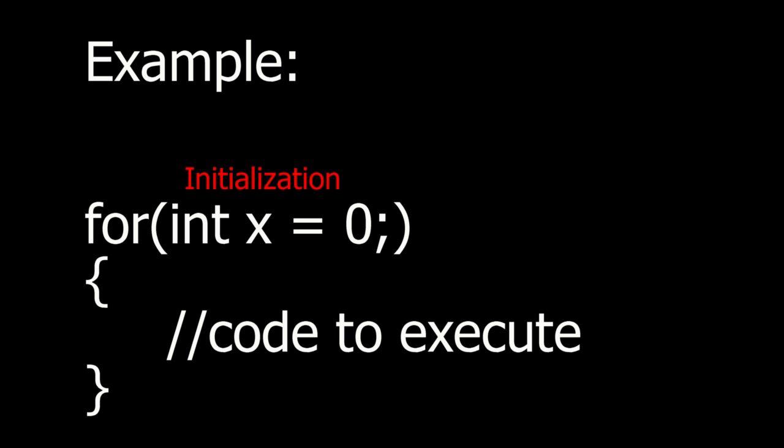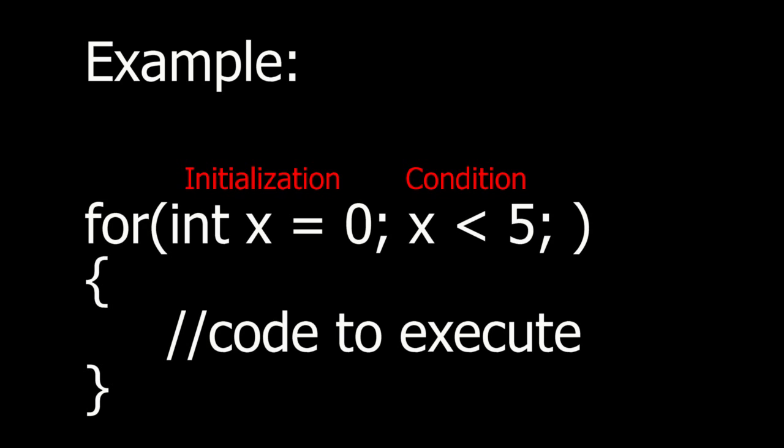Remember, the basic parts of a for loop are initialization, condition, and update. For example, int x is equal to 0 would be the initialization, while x is less than 5 would be the condition, and a postfix increment of x would be the update.